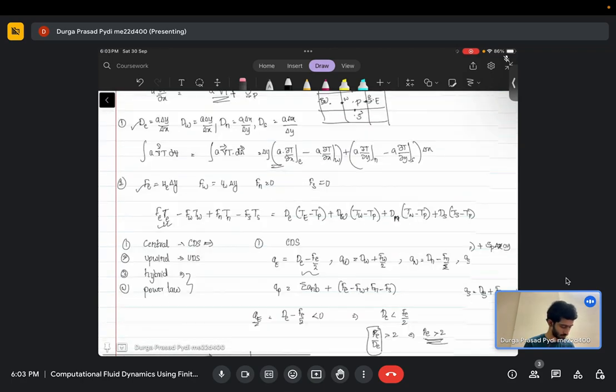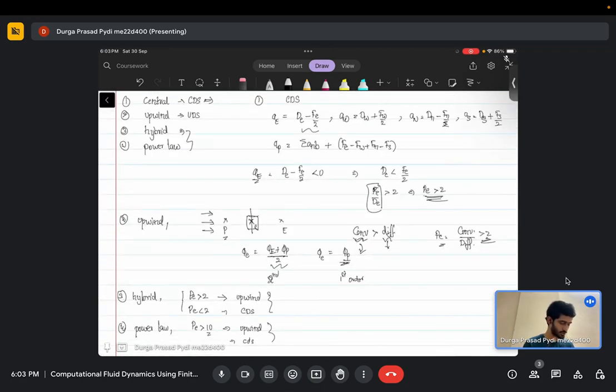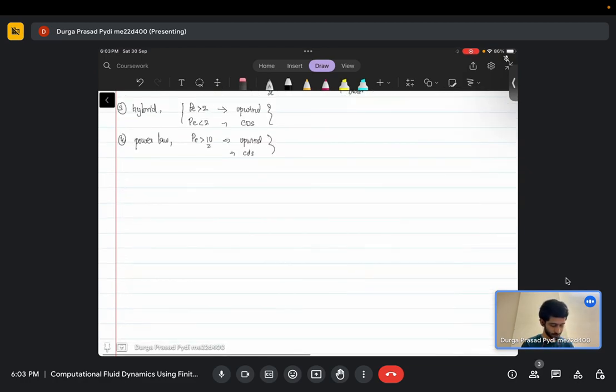So now we have all these equations. The only thing left is the boundary conditions. For interior cells it is straightforward. So we have AP is sigma A and B.